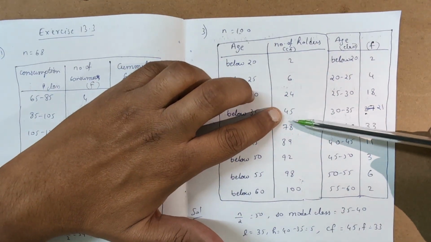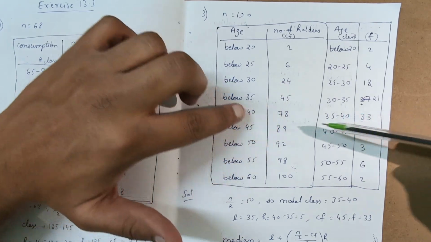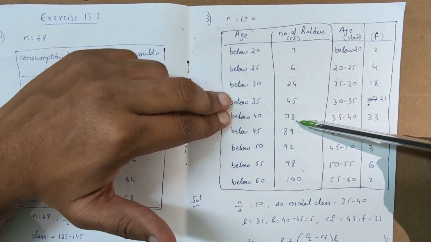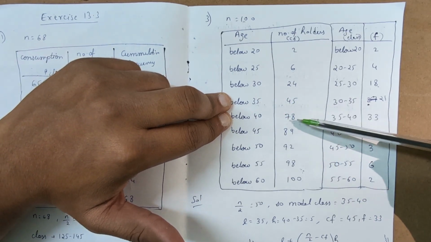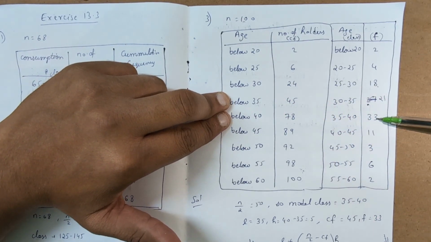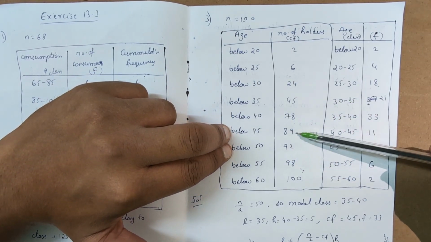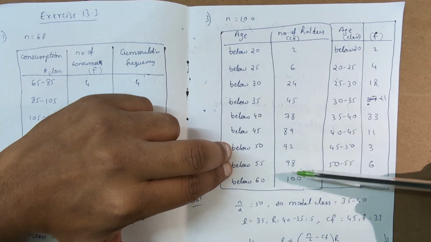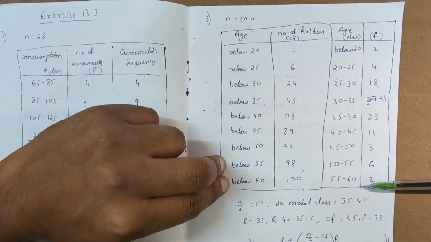So 45 minus 24, this will become 21. This is below 40 and this is below 35, so below 40 minus all the below 35 values, that is 45. So 78 minus 45, we got 33. 89 minus 78, we got 11. 92 minus 89, 3. 98 minus 92, 6. And the last one, 100 minus 98, which is 2.